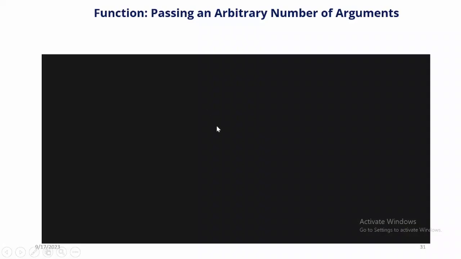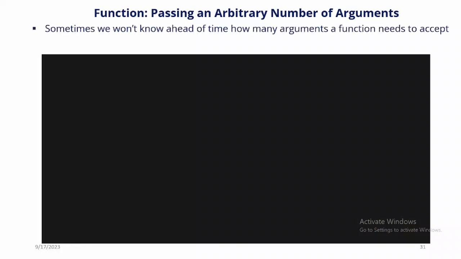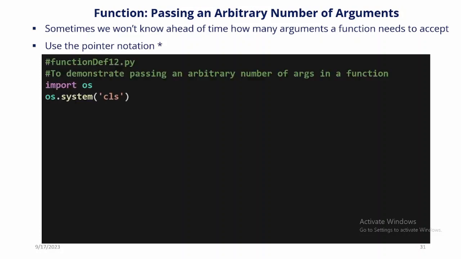Now there is another issue that can arise, passing an arbitrary number of arguments. Sometimes we don't know ahead of time how many arguments a function needs to accept. What do we do about that? We use a star notation. So we'll call this function def12 to demonstrate passing an arbitrary number of arguments in a function. We say make pizza, and then we have two parameters, size, and the second one is star toppings. So we don't know how many toppings a user is going to ask for. That's why we are using this star. All of them are going to be strings.